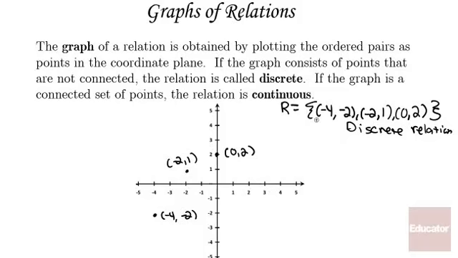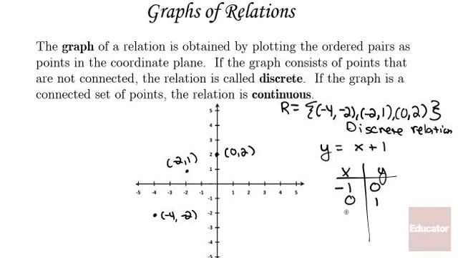Okay, a different scenario would be if I'm given a relation y equals x plus 1. And I can go ahead and plot this out. If I say, okay, when x is negative 1, negative 1 plus 1 is 0. When x is 0, y is 1. When x is 1, 1 plus 1 is 2. When x is 2, y is 3. Okay, so I'm going to go ahead and plot this out. When x is negative 1, y is 0. When x is 0, y is 1. When x is 1, y is 2.